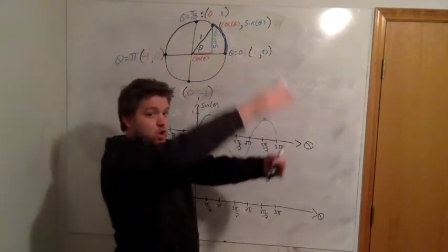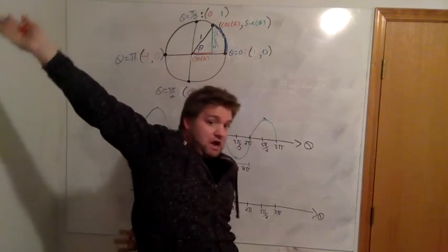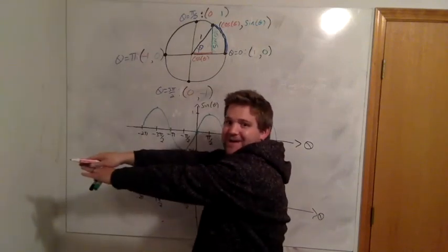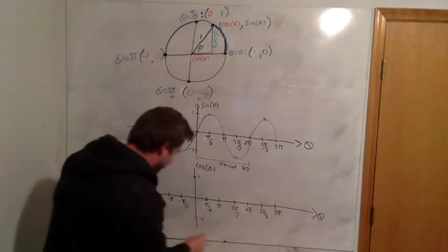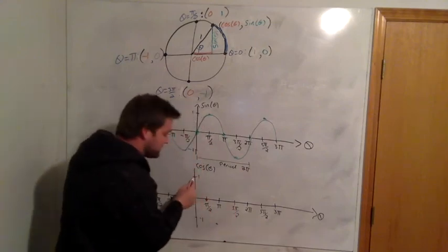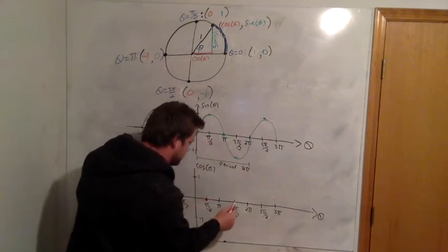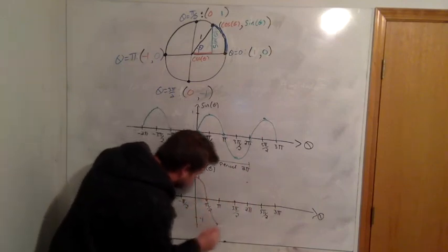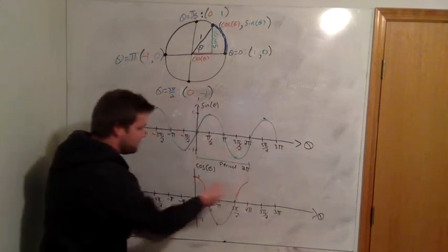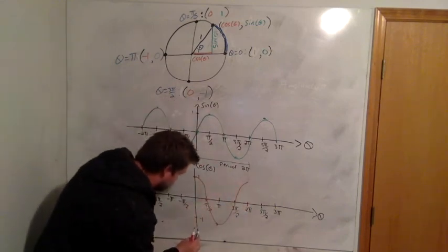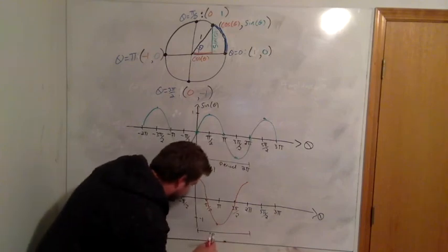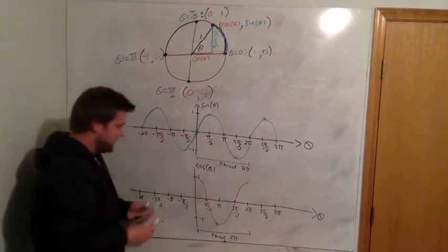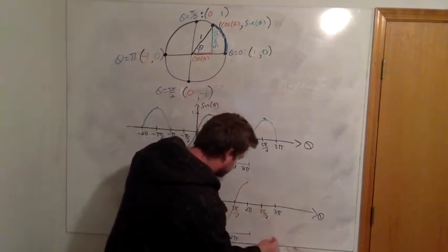Okay, then when I get to pi, I'm back at an x coordinate of -1. Okay, so we're going to bounce. We're going to know where cosine starts, and then we're going to bounce between the corners of the unit circle. So here will be 1 period of cosine. So the period of cosine will be 2 pi. And then we're just going to keep bouncing if we want to continue.